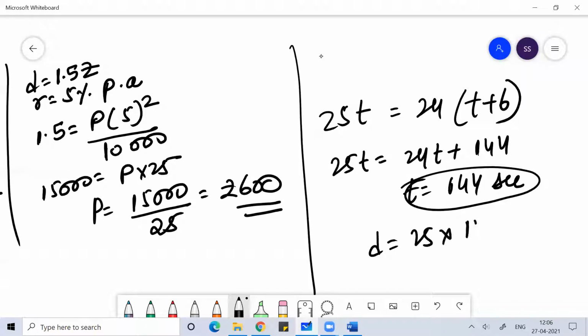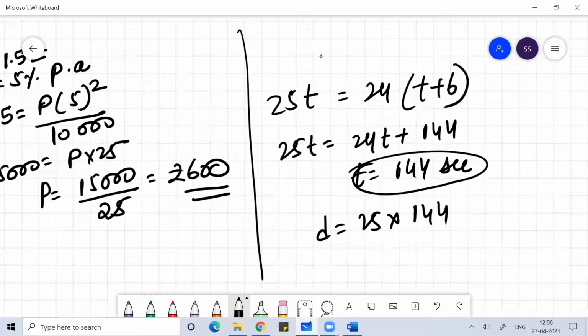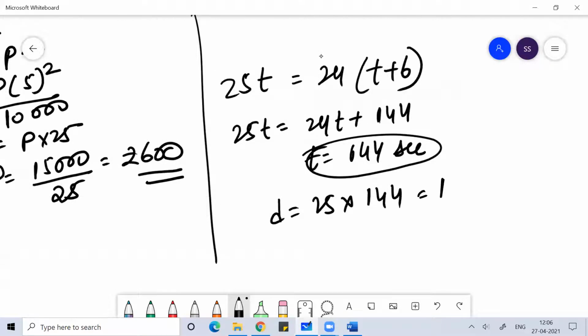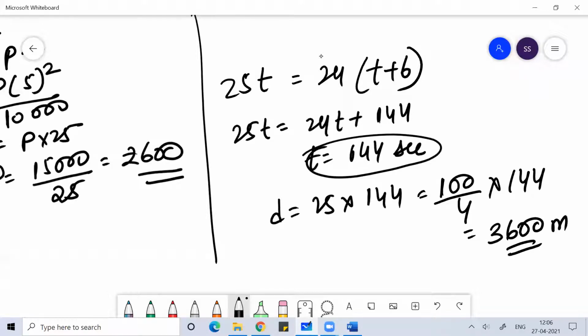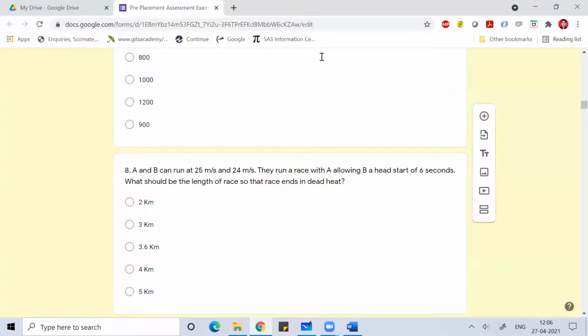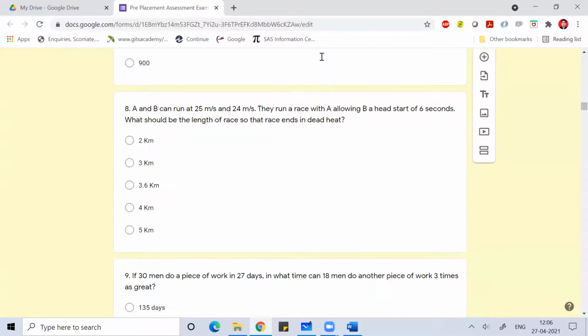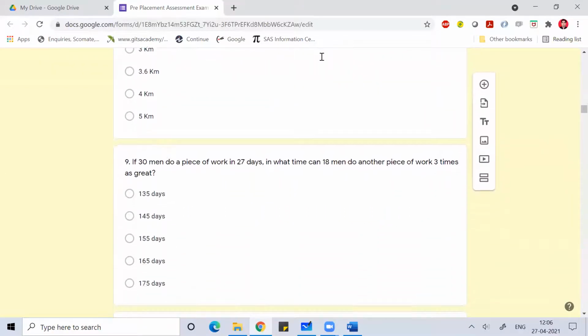That is 25 into 144. I told you, don't multiply any number by 25. You can write 25 as 100 by 4. So if you write 25 as 100 by 4, you will get 3600 meter or 3.6 kilometer. If you want it in kilometer, I believe everyone knows 1 kilometer is equal to 1000 meters.